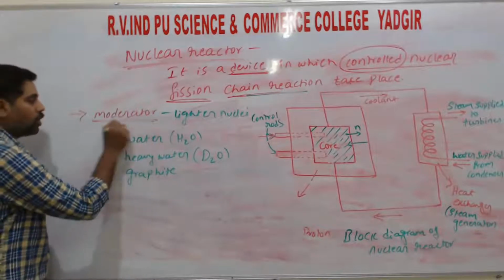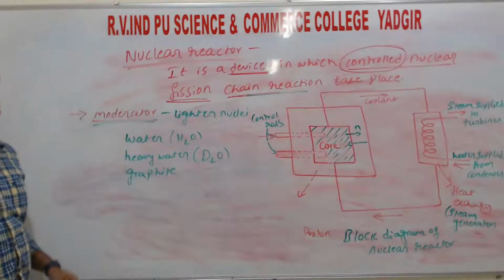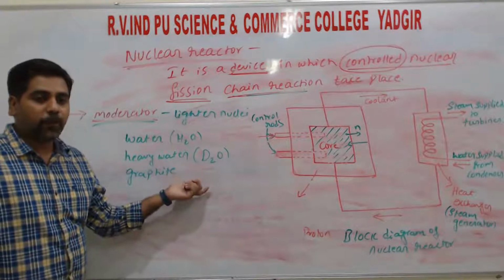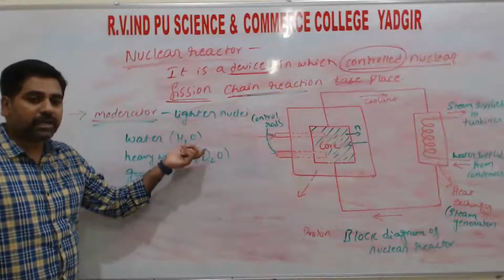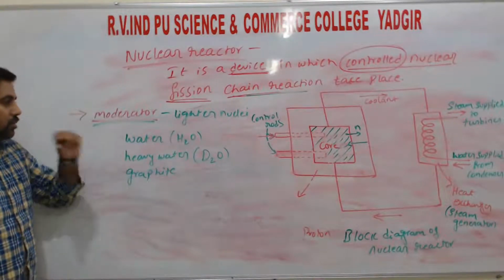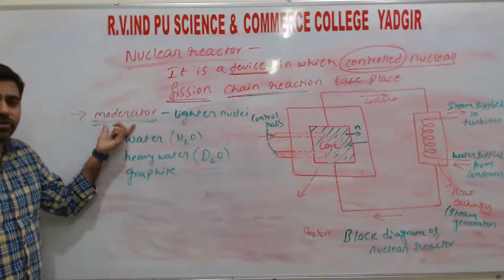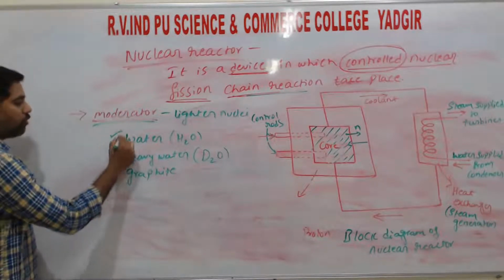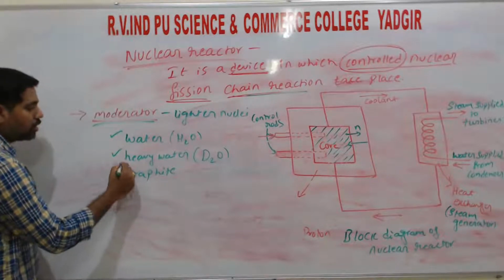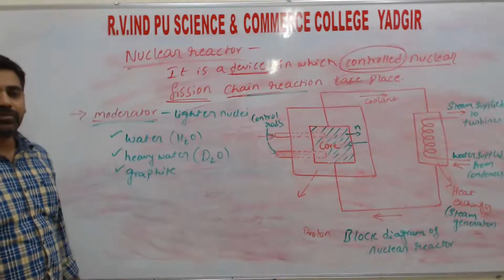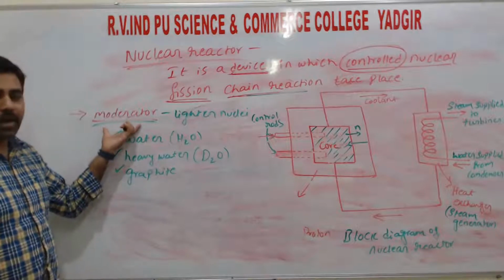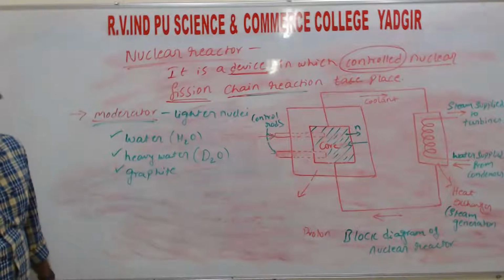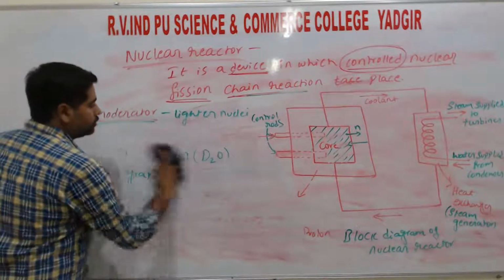What is the purpose of the moderator? The purpose of the moderator is that the fast moving neutron has to reduce its speed. That means it has to decrease its speed. For that purpose we use the moderator, right? So in a nuclear reactor we use water or heavy water or graphite as a moderator. This is the third point, that is moderator. And the next one is coolant.